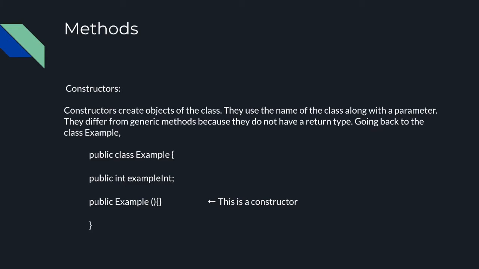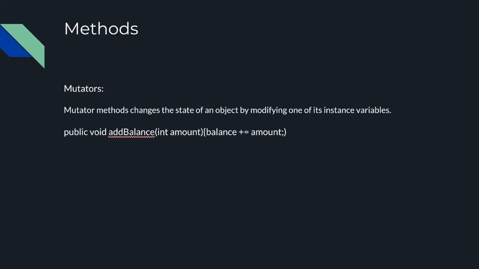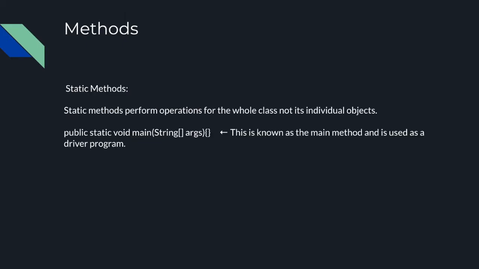Accessor methods access a class object without altering the object and return information. So this can be used with private instance variables. Ignore the red underline there. Mutator methods change the state of an object by modifying one of its instance variables, but it does not return anything. Static methods perform operations for the whole class, not its individual objects. An example of this would be the main method, which is used as a driver program to test other methods.